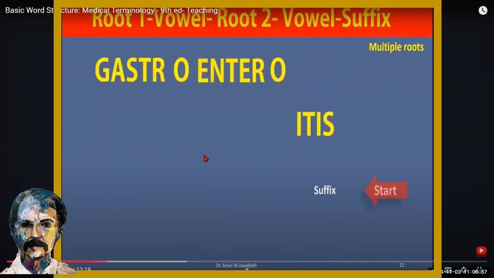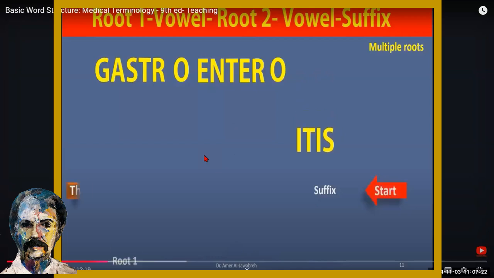That's another one, a long one, multiple roots, double roots. We have gastro, we have entero, and we have the itis. Itis is inflammation. We start with it. And then we go back to the gastro. And again, Jamil, what is gastro? Stomach. And entero, intestine. So we have the stomach, the intestine, and we have the itis, inflammation of these two. We start usually with the end, itis, and then go back to the first root, gastro.